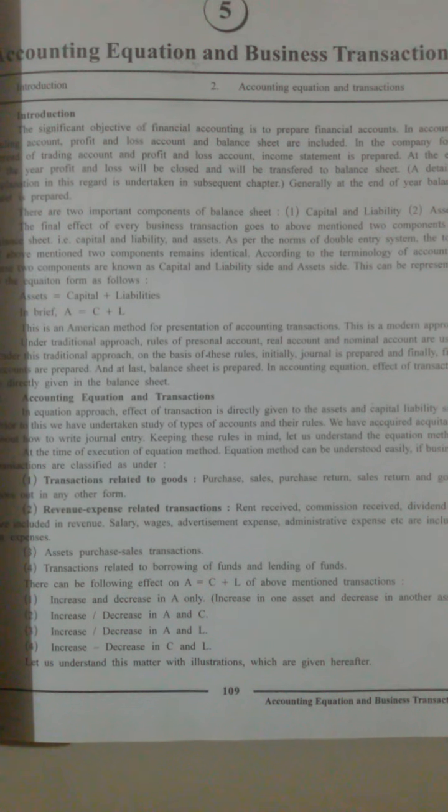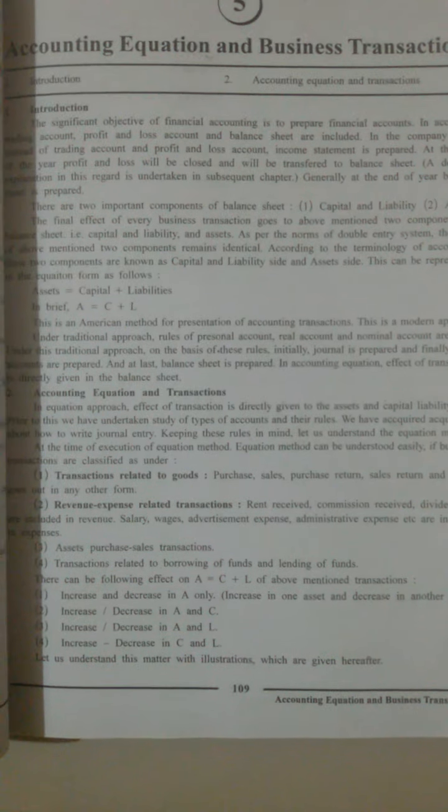are always the same. So according to the terminology of accounting, these two components are known as the capital and liability side and the asset side, and this can be represented in the form of an equation, that is assets equals capital plus liability. We can also say in brief A equals C plus L. So please remember this equation because it is very important. The accounting equation is assets equals capital plus liability.